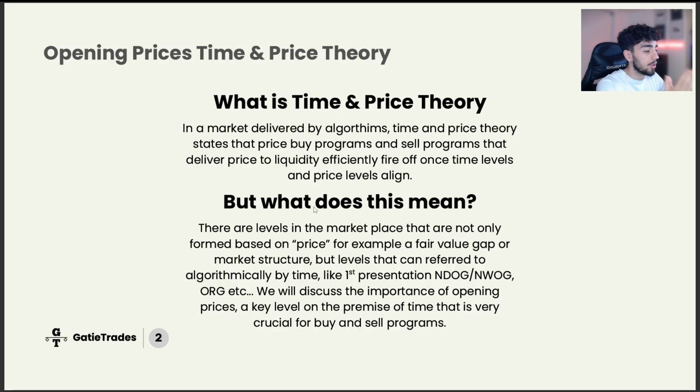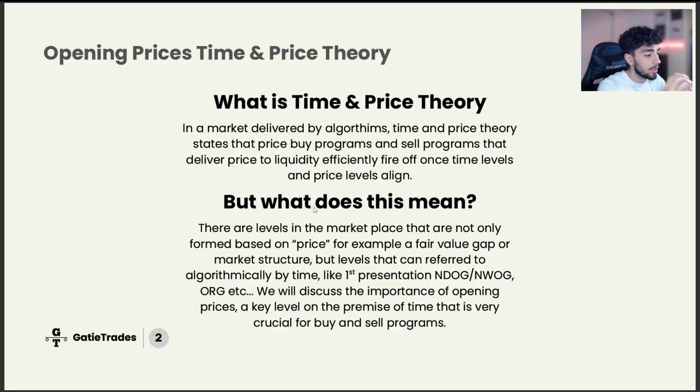I'll tell you. There are levels inside the marketplace that you can view based on price. For example, a fair value gap, maybe an old high, an old low, maybe a breaker block, market structure shift, whatever it may be. Those are price levels. We can visually see them.